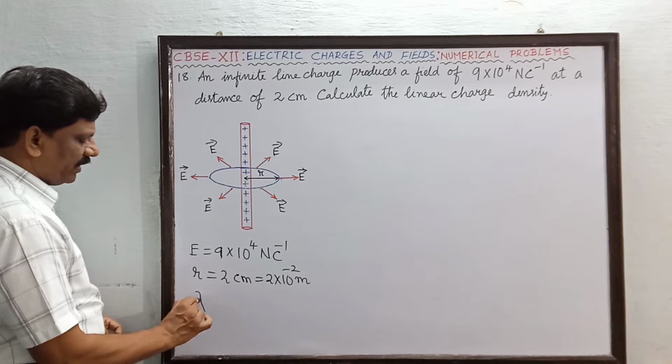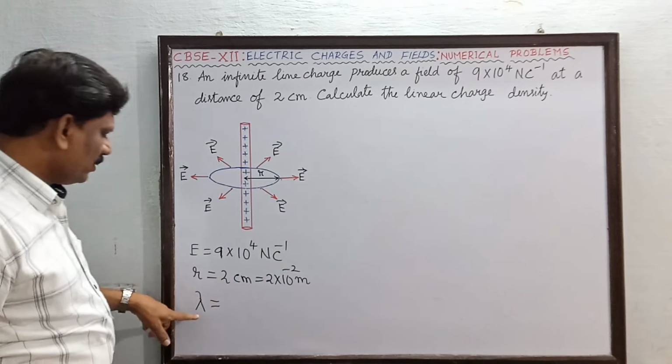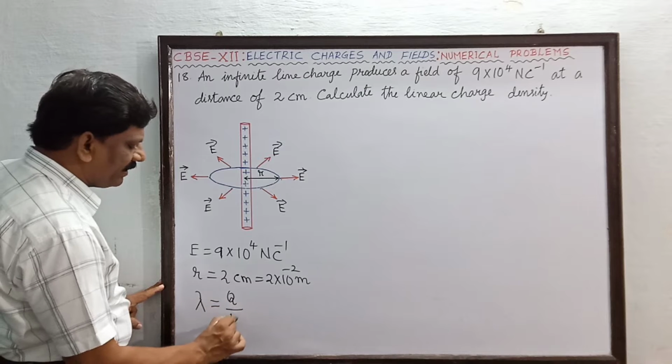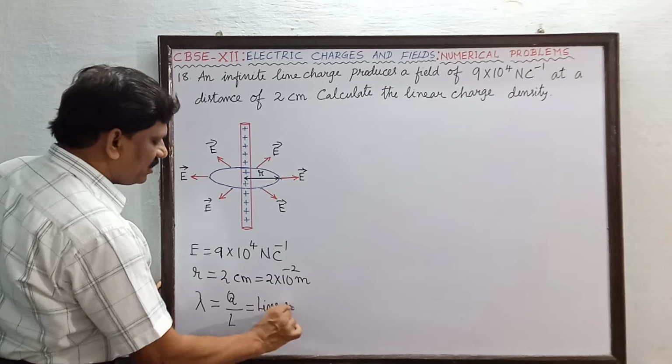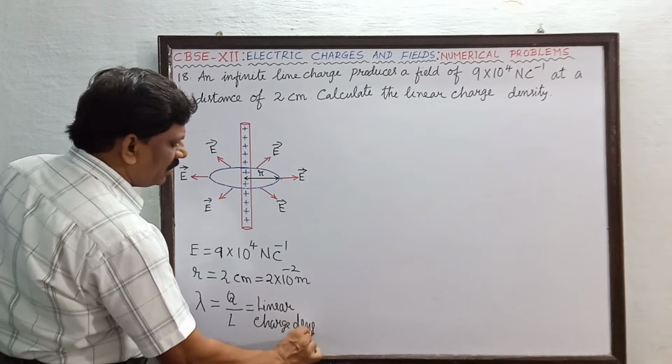And what do you mean by linear charge density? That is denoted by lambda, the total charge divided by length. So this is called linear charge density. This only we have to determine.